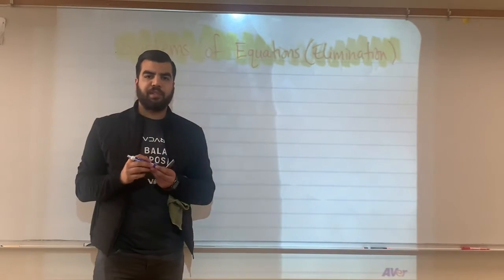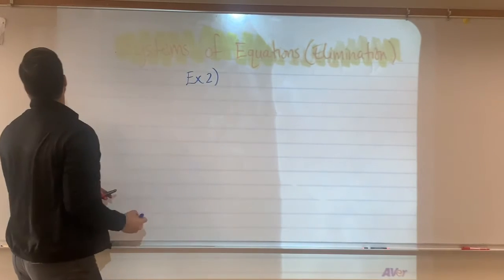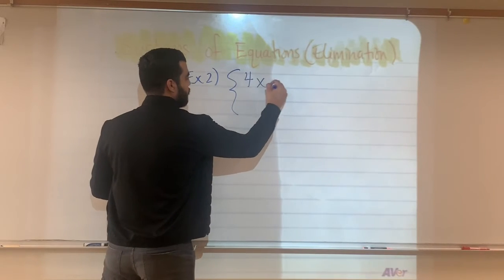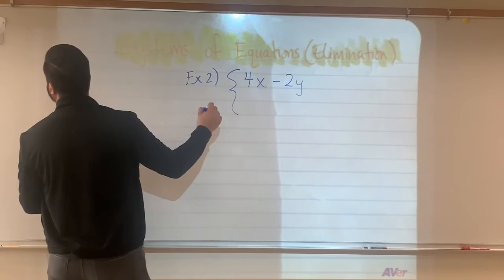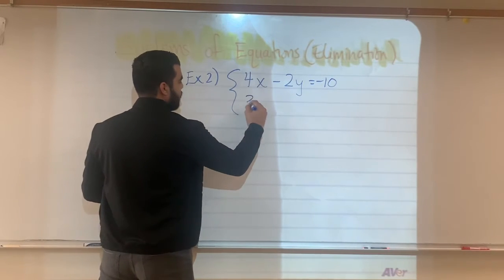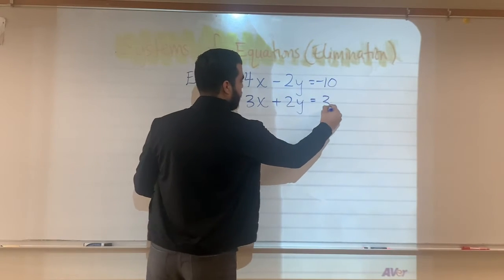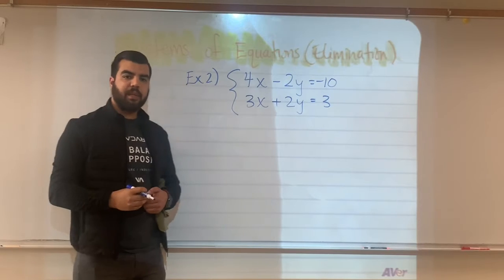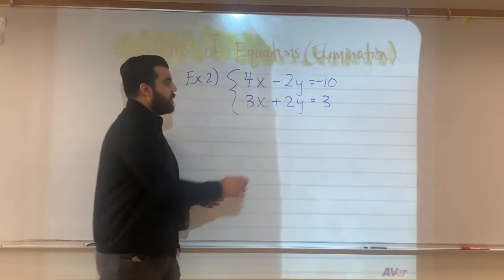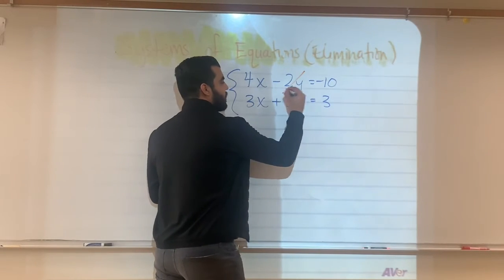Okay, example number 2. Okay, so again we have our system. We have to find out which of these variables we're going to eliminate. We can see that we have a negative 2 and a positive 2, so that means we're going to eliminate the y's.